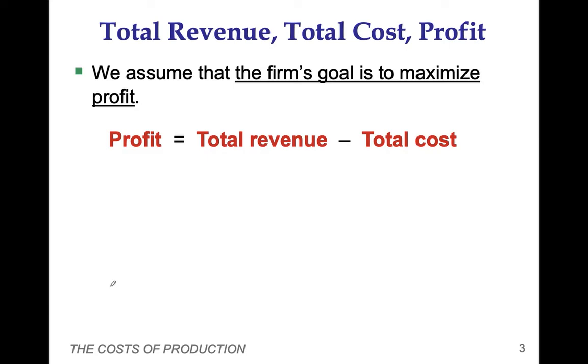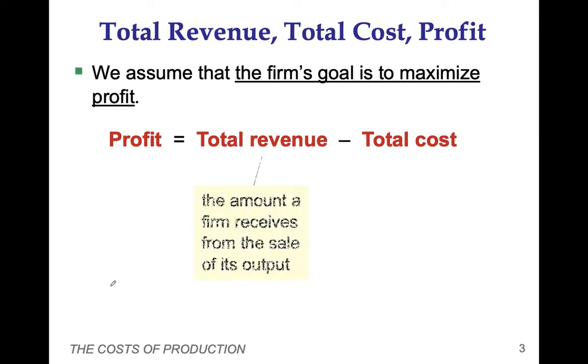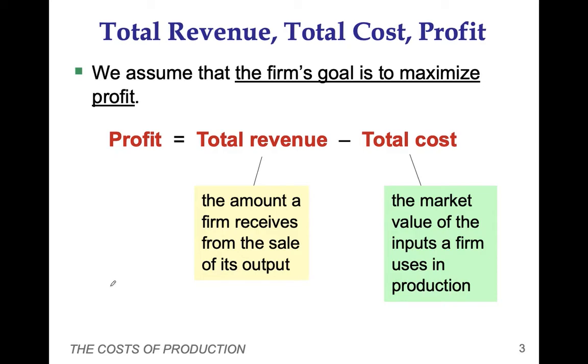Profit is total revenue minus total cost. Total revenue is the amount a firm receives from the sale of its output, and total cost is the market value of the inputs a firm uses in production. So here the costs are related to the value of inputs, and inputs are all materials or resources used by a firm in its production.